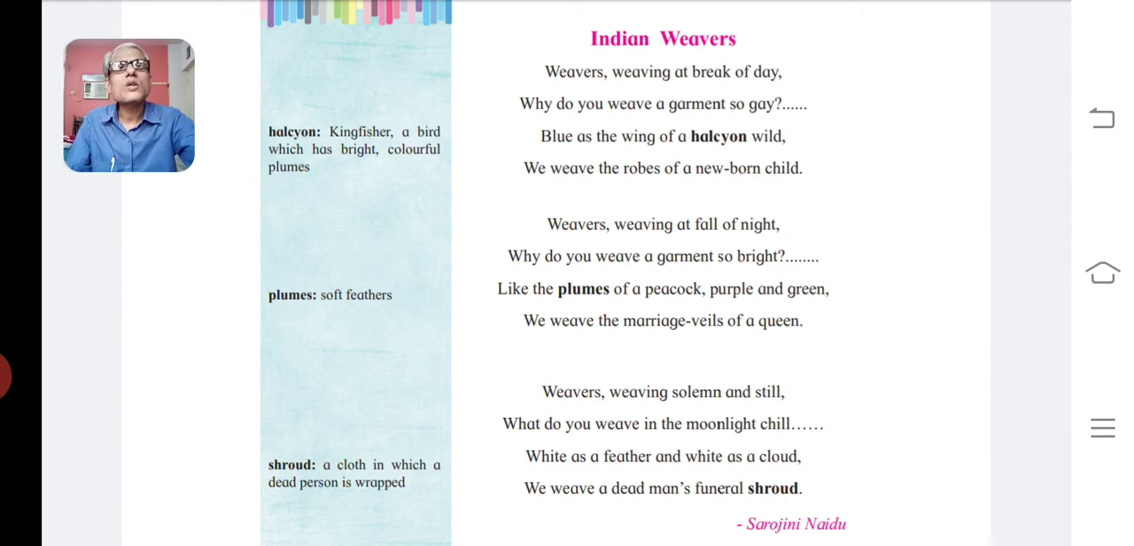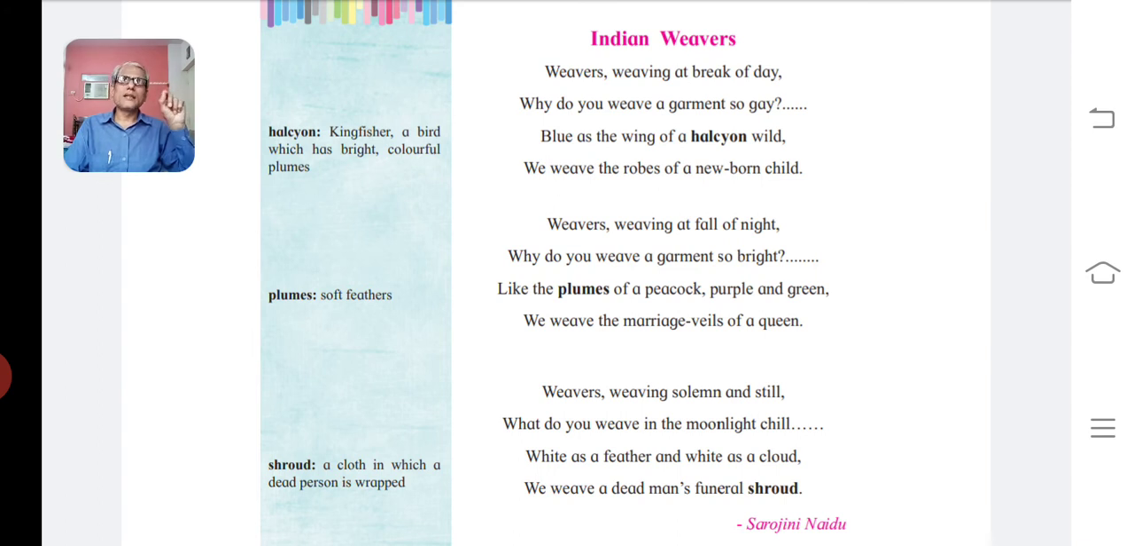Now let's turn towards the figures of speech. We'll discuss the figures of speech line by line. So friends, first see the first line. Weavers weaving at break of day. In this line, two figures of speech are used. Number one, alliteration. How alliteration is here? Here, the sound of 'W' is repeated pleasingly.